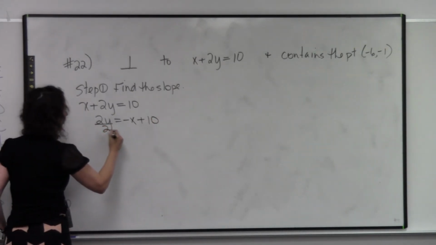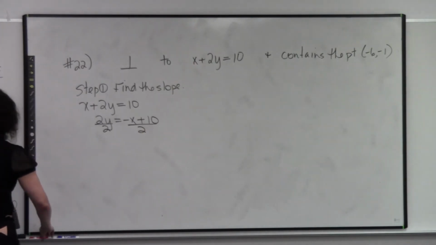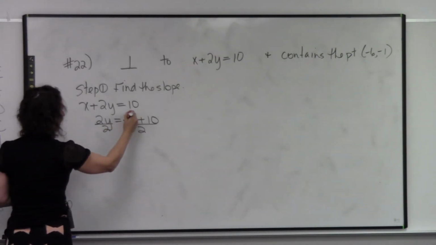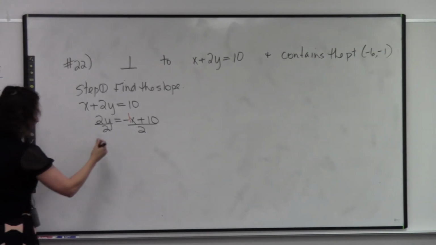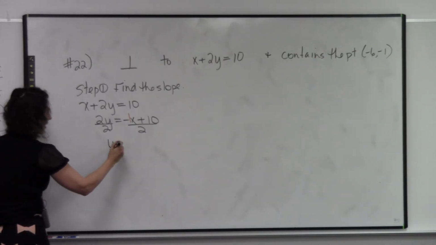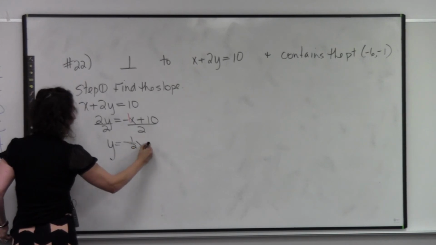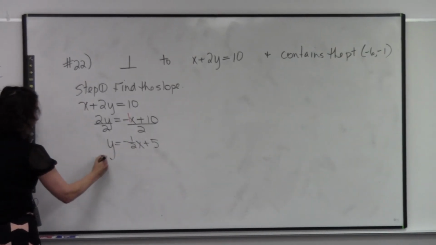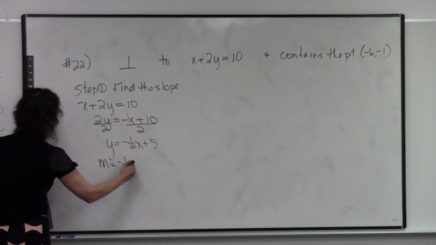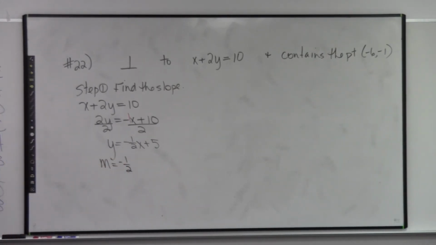Divided by 2. Remember we talked in class that sometimes we make mistakes and it's necessary for us to put that in there just to eliminate those errors. So y is going to equal a negative 1/2 x plus 5. So what's my slope of this line? Negative 1/2. All right, so let's go to step 2.